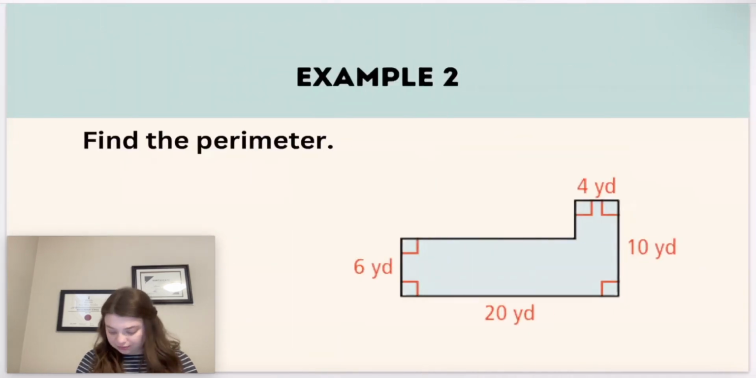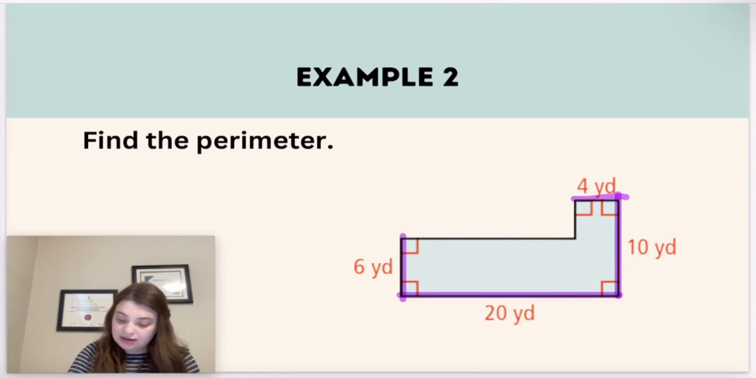So here's another example. In this example, this shape is a non-traditional shape. And so for this one, the only way to really find the perimeter is to add up all the side lengths. Now, something you might notice though is, did they give us all the side lengths? Well, no, they didn't. They gave us only this one, and this one, and this one, and this one, but they didn't give us this one and this one.